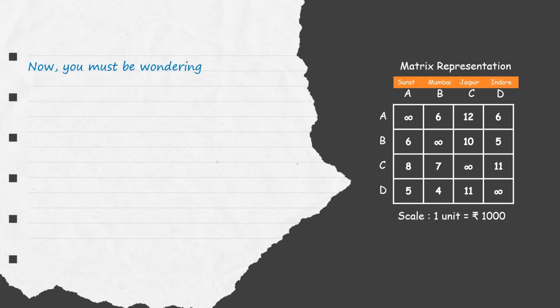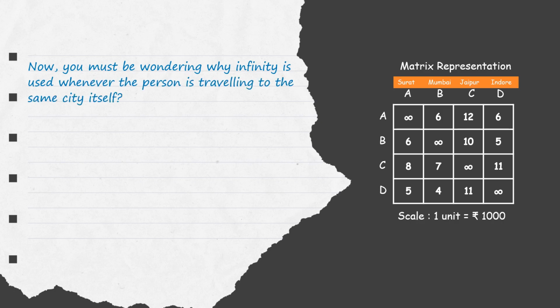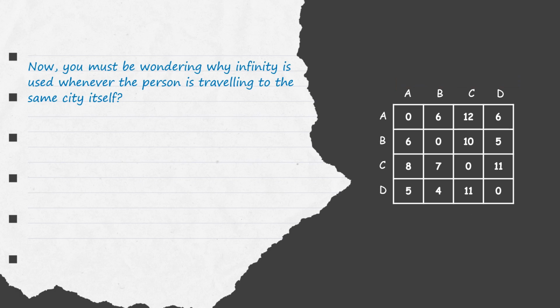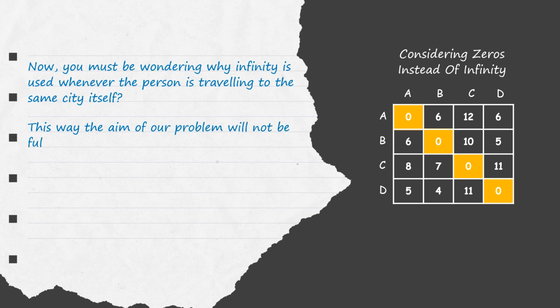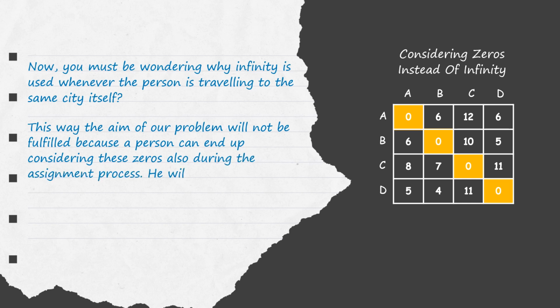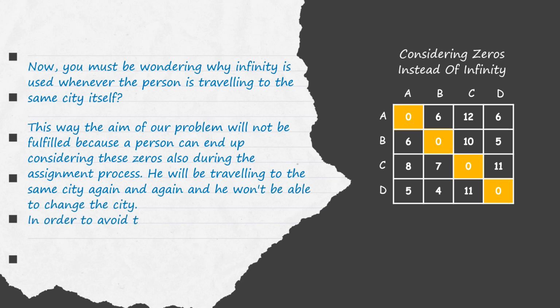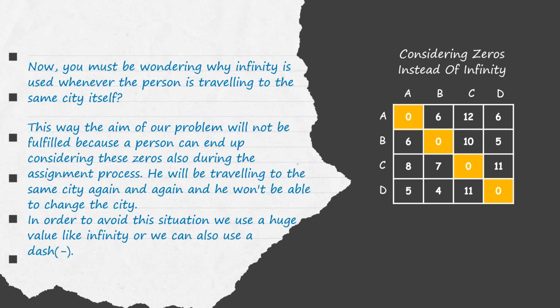Now you must be wondering why infinity is used whenever the person is traveling to the same city itself. Ideally, we should be taking 0 in place of infinity when a person travels from the same city to itself, but if you think carefully, then you can understand the reason behind taking infinity. For example, let us consider taking 0 instead of infinity. This way, the aim of our problem will not be fulfilled because a person ends up considering these zeros as well during the assignment process. He will be traveling to the same city again and again and he won't be able to change the city. So in order to avoid such a situation, we use a huge value like infinity, or we can use a dash also.